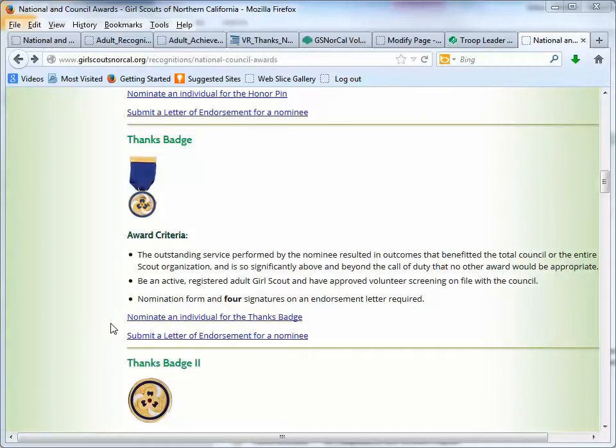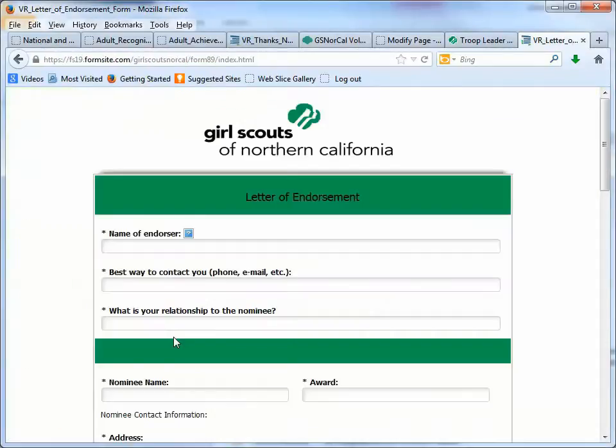Submitting a letter of endorsement can be done the same way as the nomination form. Right on our recognitions page, simply find the award that you want to submit a letter of endorsement for and click Submit a Letter of Endorsement for a Nominee. Remember that the same person cannot submit both a nomination form and a letter of endorsement for the same candidate. It must be 2 separate people.